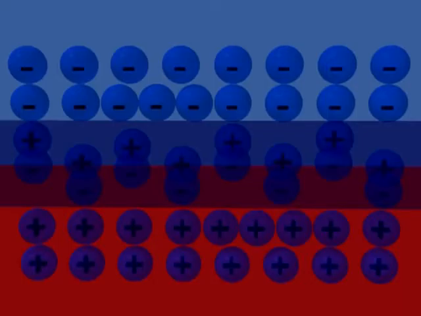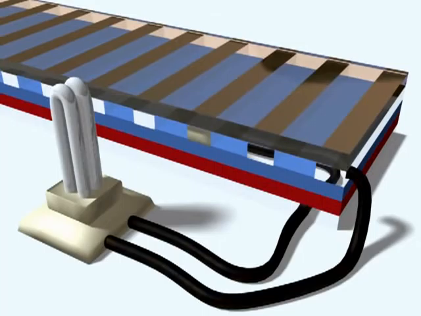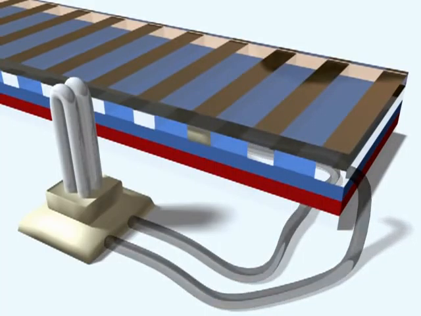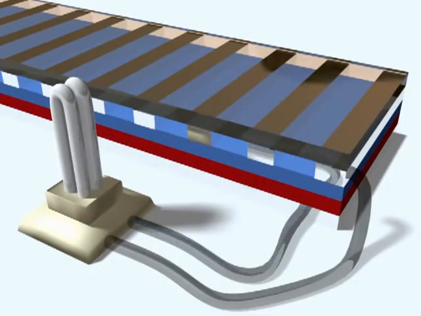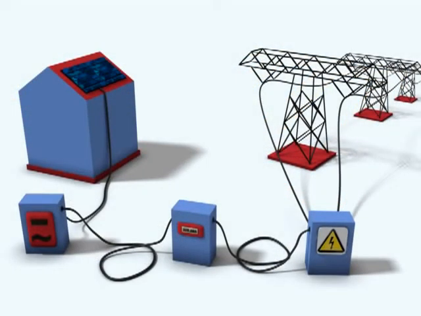But if you connect the top layer to the other layer, for example by using a cable, you will see that electrons are traveling to the free holes. This flow is called an electrical current and can, for example, light a lamp. Solar panels can be installed on the ground or on your roof.